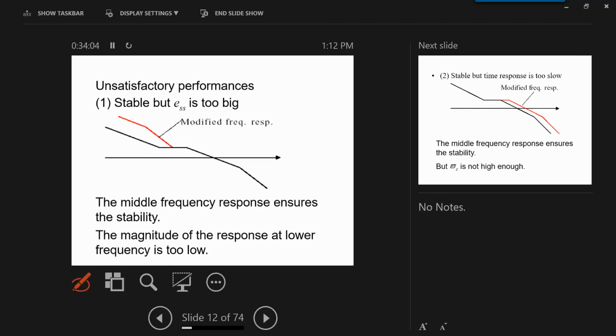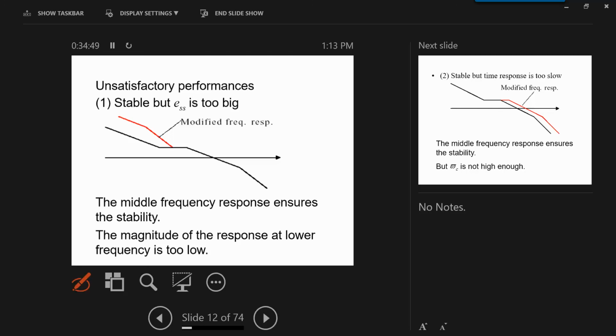Now this is the low frequency. The black line is the original system. When we want to improve the low frequency, we need to increase the magnitude at the low frequency. Why do we need to increase the magnitude at low frequency? To reduce the error, because the intersection of this line with the magnitude gives me Kp, right? So if I make it higher, I am increasing Kp. We explained this last time.